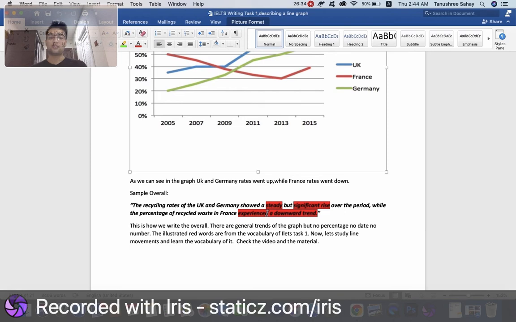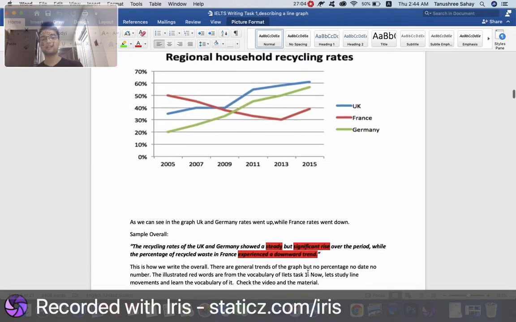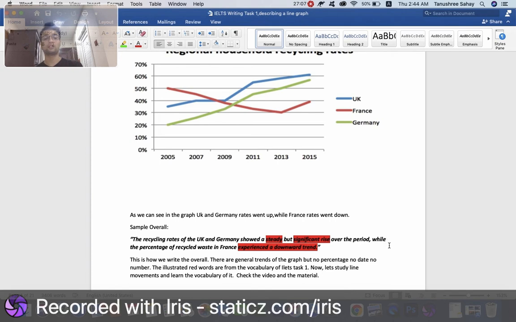The UK and Germany showed a steady but significant rise over the period. As I said before, in your overview paragraph you cannot write any detail, which means you cannot write percentages or years. You can write names, but no numbers should be there. Over the period, while the percentage of recycled waste in France experienced a downward trend. Experiencing a downward trend is also one of the words we can use for Task 1 vocabulary, especially for line graphs. It's also in this material.